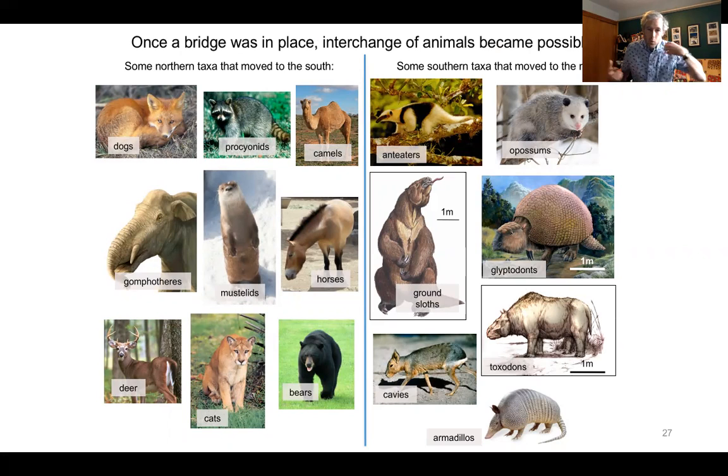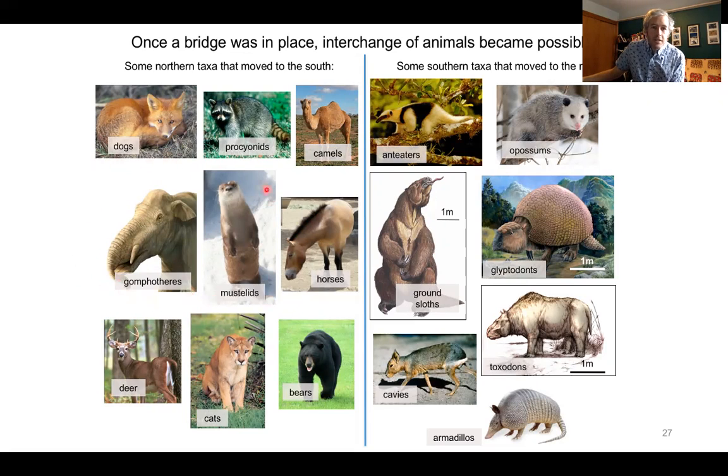When North America and South America were joined, some northern taxa moved into the south. Dogs, so you can now find foxes in South America, procyonids, so raccoons, and camels. There were once camels in North America, and they were able to move into the south. Gomphotheres, the most obvious ones still alive being the elephants, but also mastodons and mammoths, all used to live in North America. They were able to cross into South America.